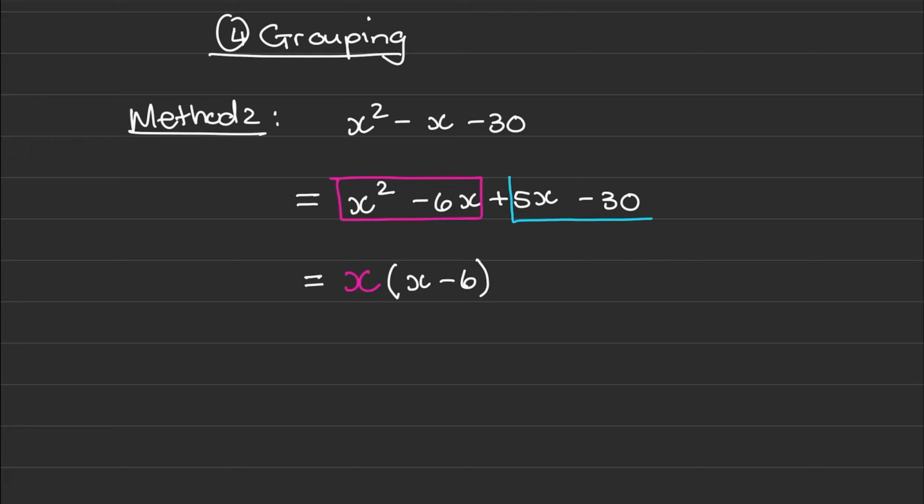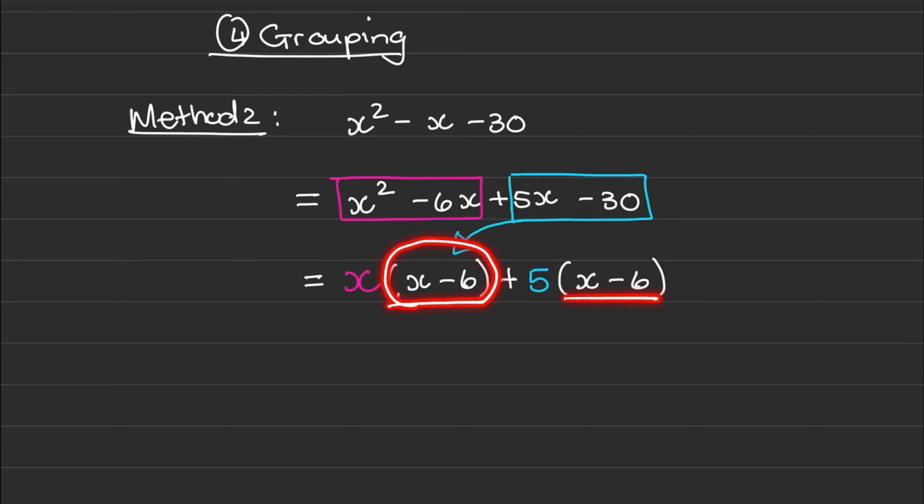And now for the second 2 terms, my aim is to take out a common factor so that I again can get my bracket of x minus 6. And that common factor would be 5. So if I take out 5, in my second pair of terms, I have a bracket of x minus 6. So I've grouped the first 2 terms together and took out a common factor. And then I grouped my second 2 terms together and also took out a common factor. But I also reproduced the set of brackets which I found with my first pairing.